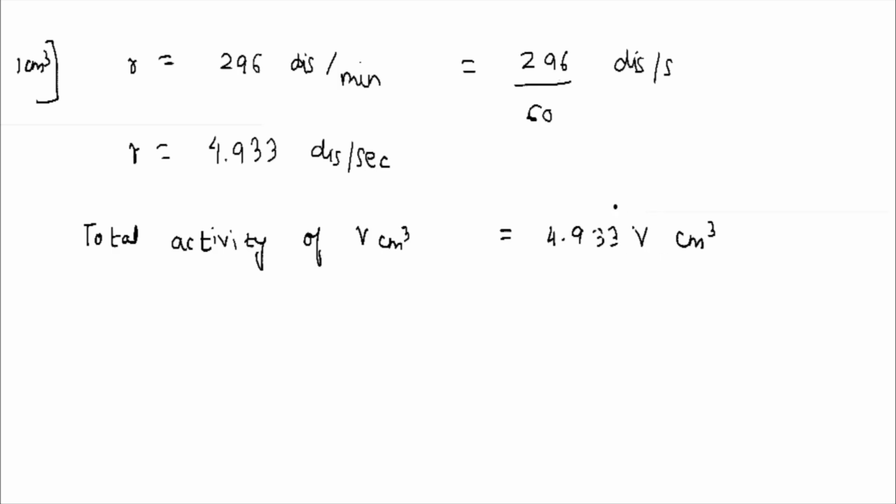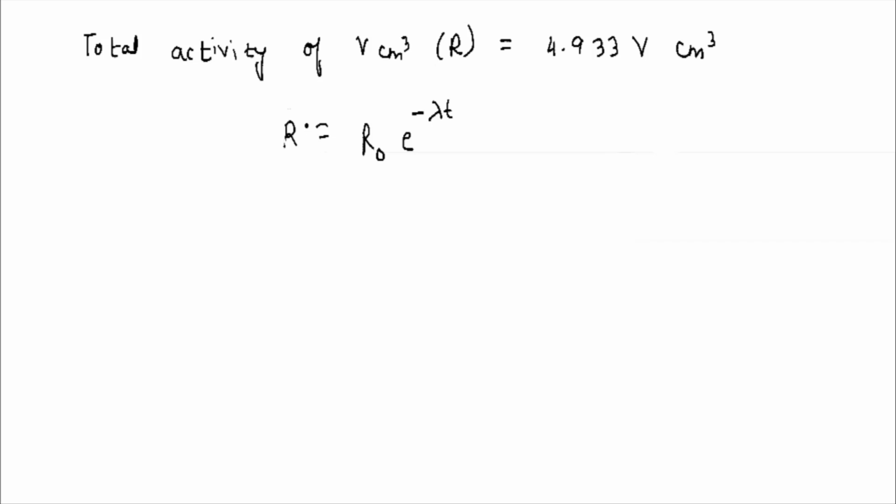Now how can we write the relationship between this total activity and initial activity? R could be written as R naught e to the power minus lambda t. We know that this is the activity after 5 hours.